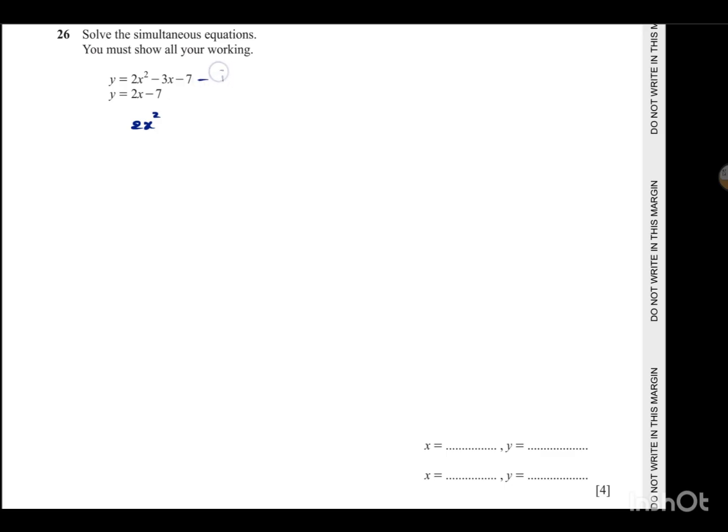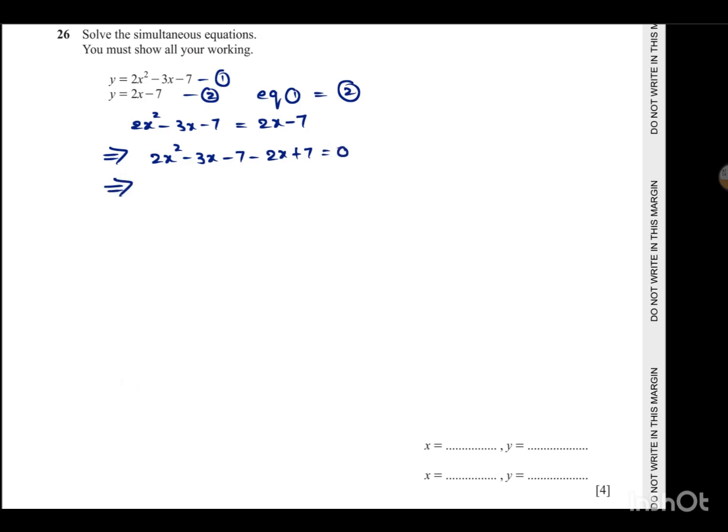Take equation 1, equation 2. Equation 1 is equal to equation 2. So 2x square minus 3x minus 7 is equal to 2x minus 7. Make it into a quadratic equation. 2x square minus 3x minus 7 minus 2x plus 7 is equal to 0. Minus 7 plus 7 gets cancelled. 2x square as it is, and minus 3x minus 2x is minus 5x is equal to 0.